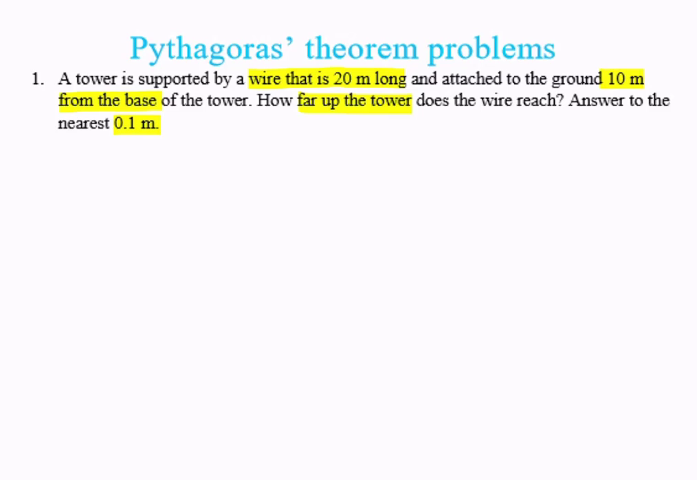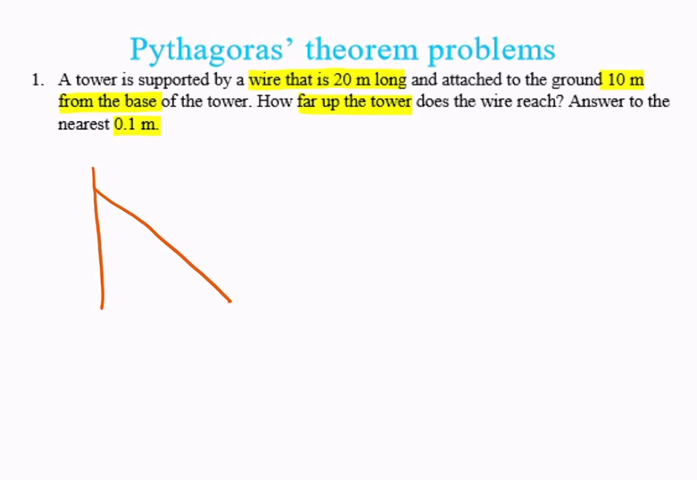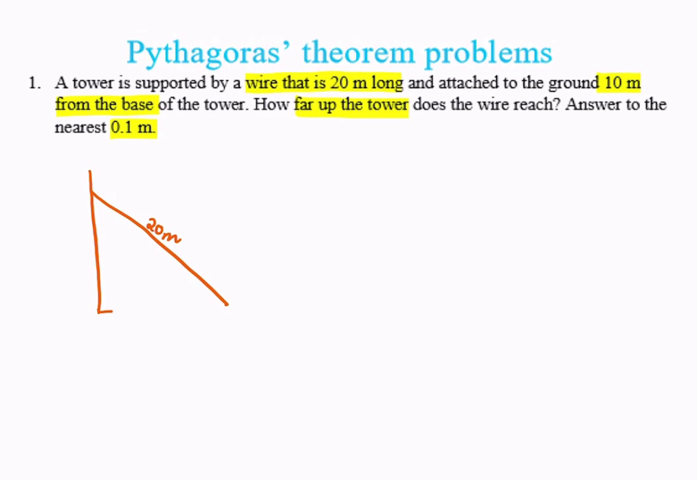So the first thing we need to do is draw a diagram of this information. So the first thing I should draw is I have a tower. So a tower is really some vertical line. And then this tower has wire that is 20 meters long that is attached to it. And that wire is 10 meters from the base of the tower. Now my software has already made this into a triangle where I've got a height h. Now the question is, how far up the tower does the wire reach, which is what I'm calling h.